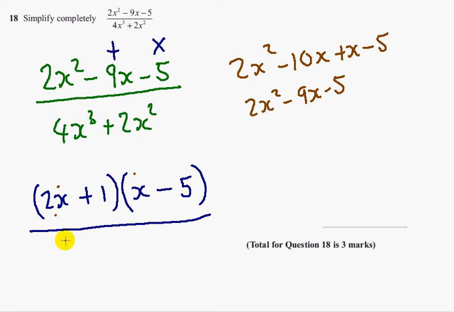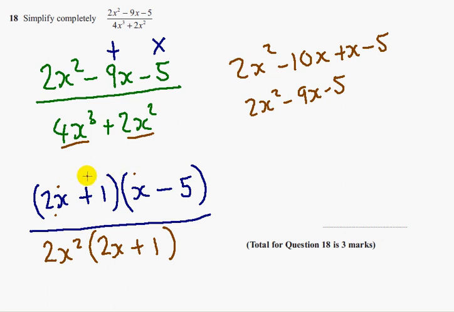Okay, so now for the bottom. So 4x cubed plus 2x squared. What can I take out of this and this? I can take out 2x squared. Open bracket. So 2x squared times what is going to equal 4x cubed. That's going to be 2x. Plus 2x squared times what equals 2x squared. That's going to be 1. So I've factorised the top and the bottom. I hope you could see how I did that.